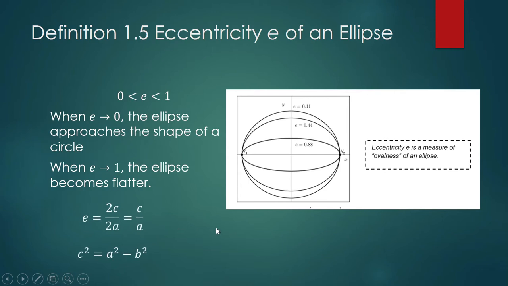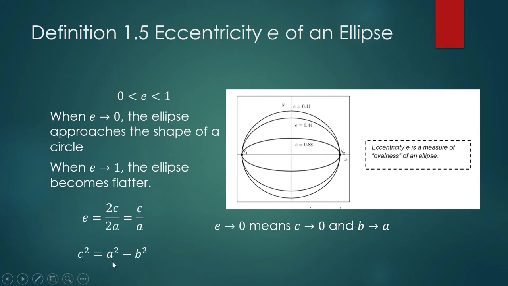Let us explain why that is so. We need these two equations, the formula for E and the formula to compute for C squared. What does it mean when E approaches 0? Let's say, for example, A is constant. 2A is the length of your major axis. So when E approaches 0, that means your C approaches 0.